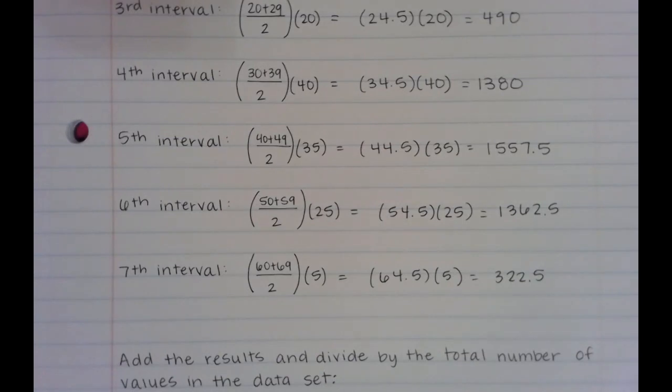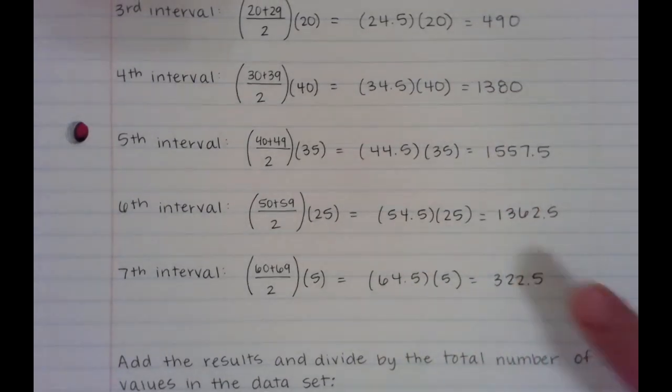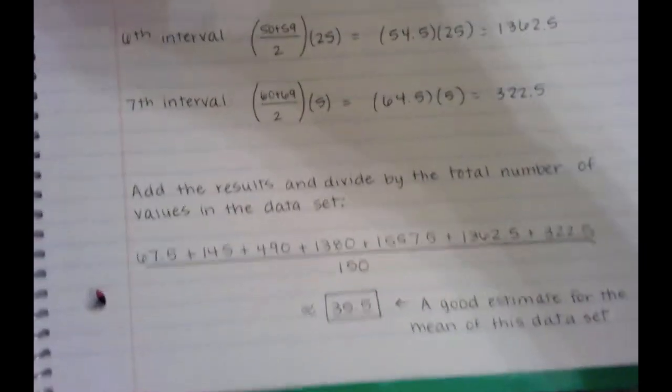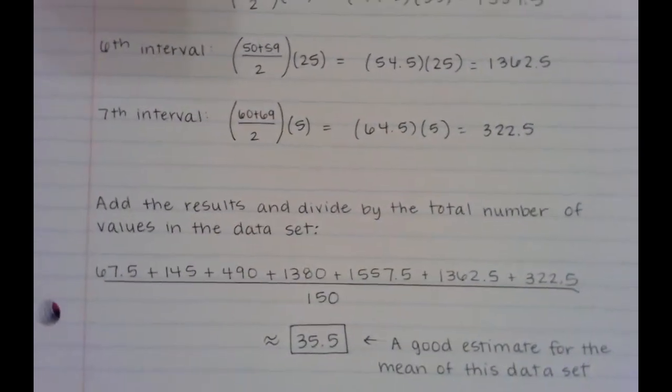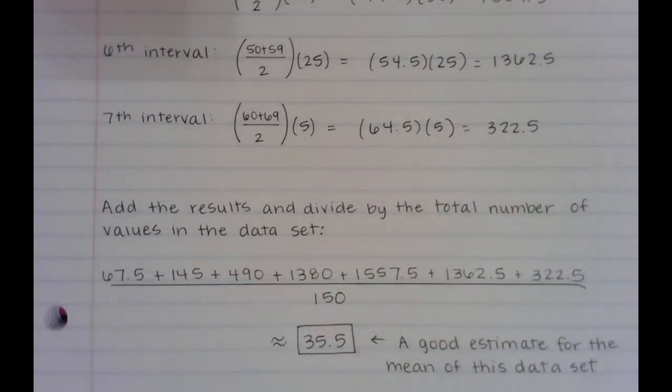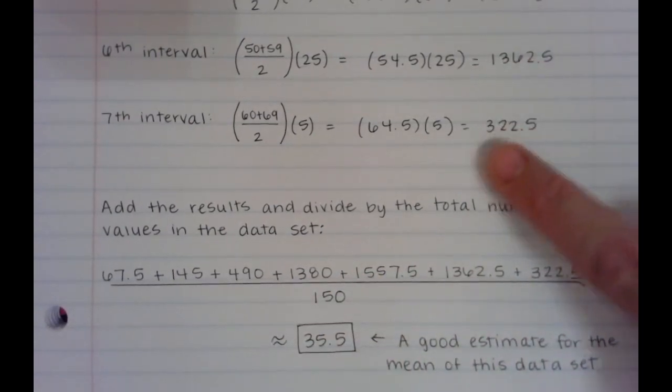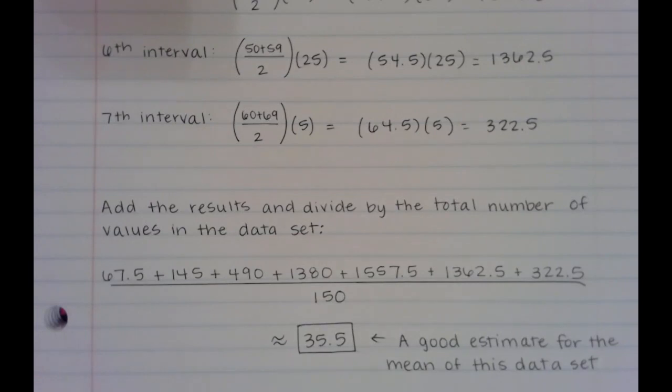Once you have the list of all 7 numbers over here on the side, the next part you're going to write down in your notes, let me just adjust the camera again, says you're going to add the results and divide by the total number of values in the data set. Since I can't add up all 150 weights of the 150 dogs and find the actual mean, I'm trying to find an estimate for the mean. To do that, I'm going to add up these 7 numbers that I got down the side.